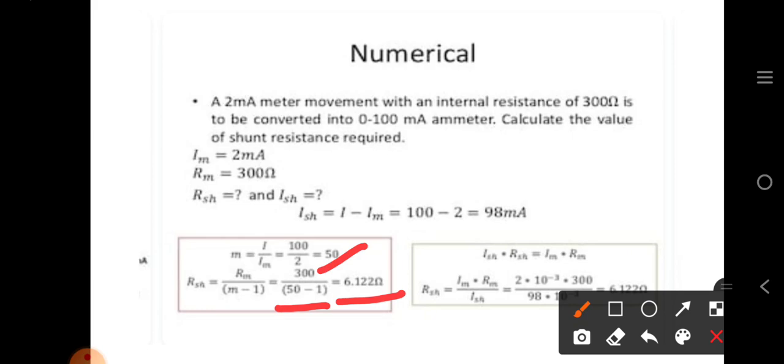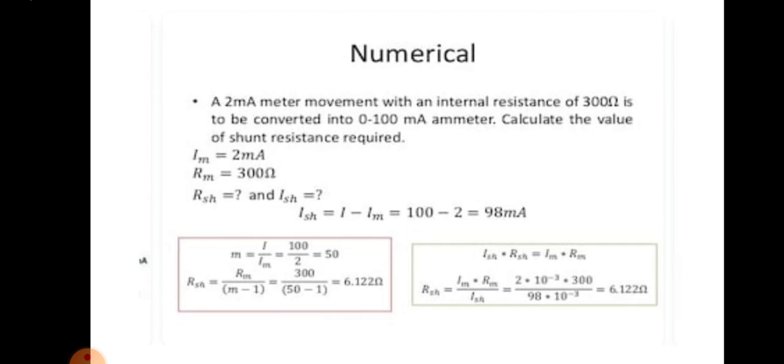Now we can also calculate RSH as IM into RM upon ISH. The value of IM we put as 2 milliampere, RM is equal to 300, and ISH that we have calculated is 98 milliampere. By putting all these values, we get the value of RSH as 6.122 ohms. So this is about the ammeter range extension.